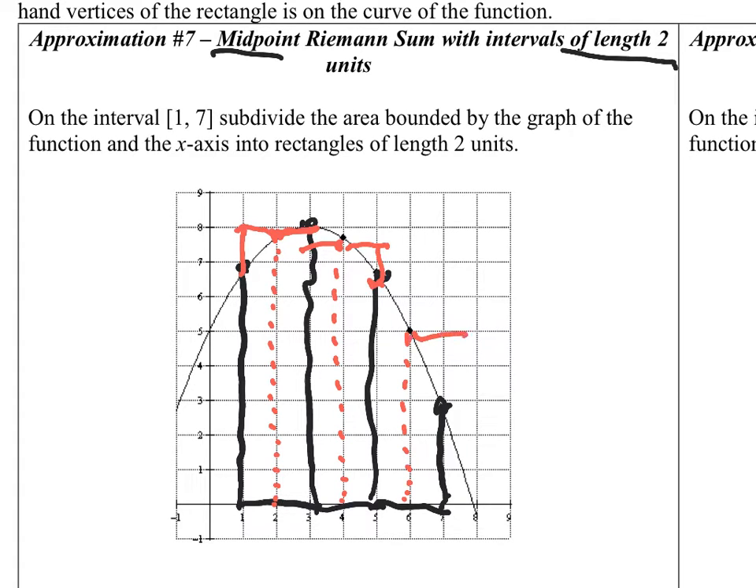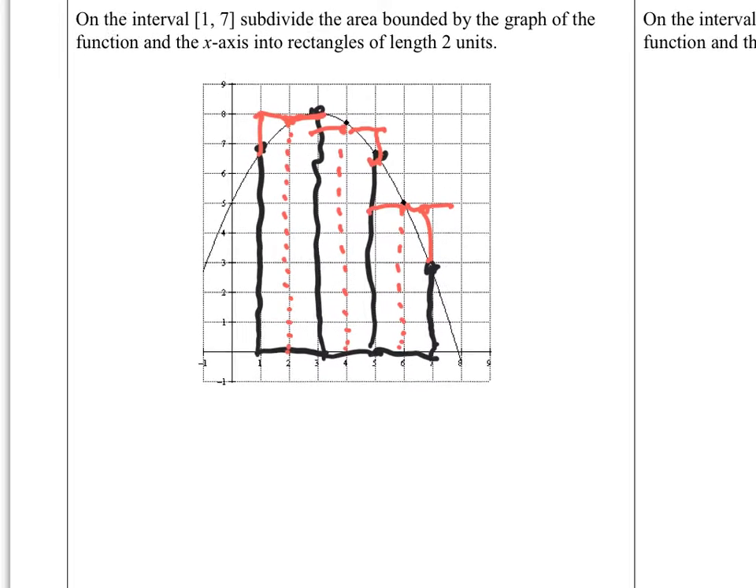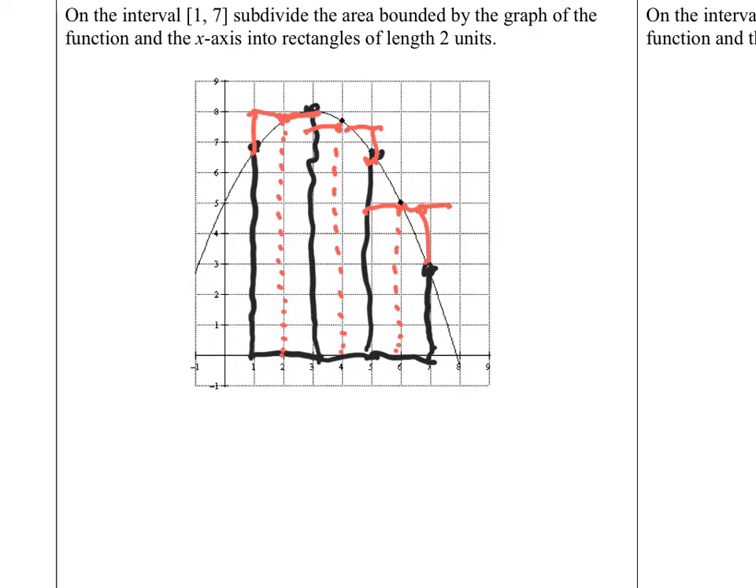1 unit right, 1 unit left. There's the height of the third rectangle. So what are the heights? The height is f of 2, and the other height is f of 4, and the other height is f of 6.